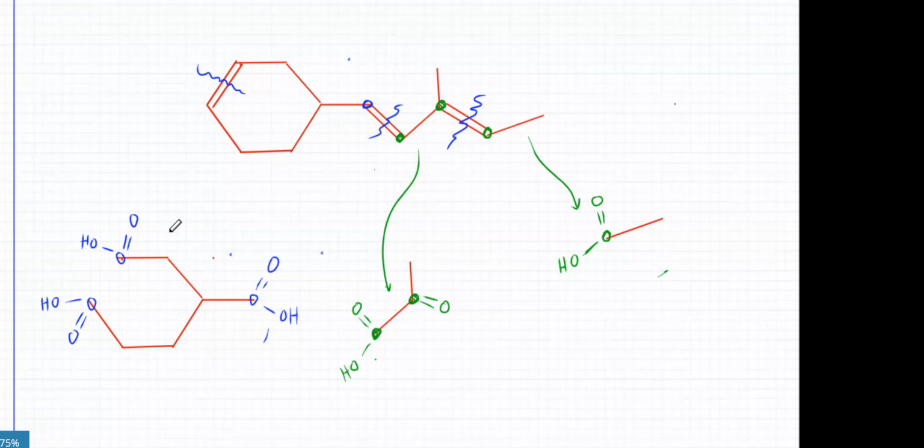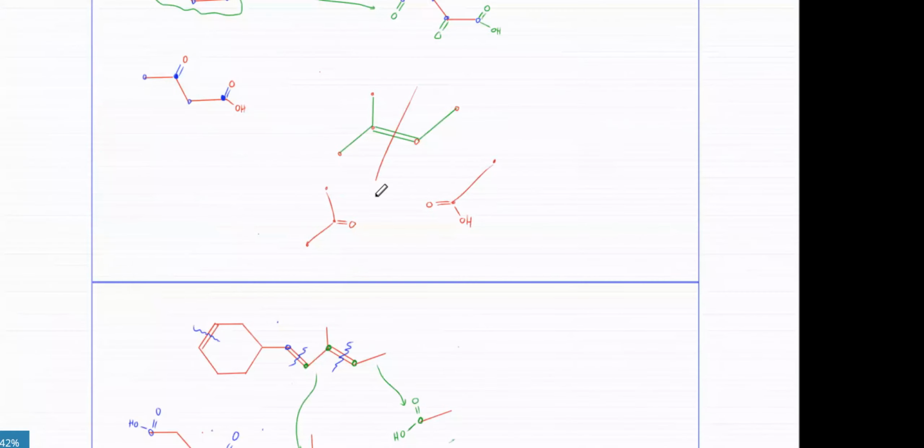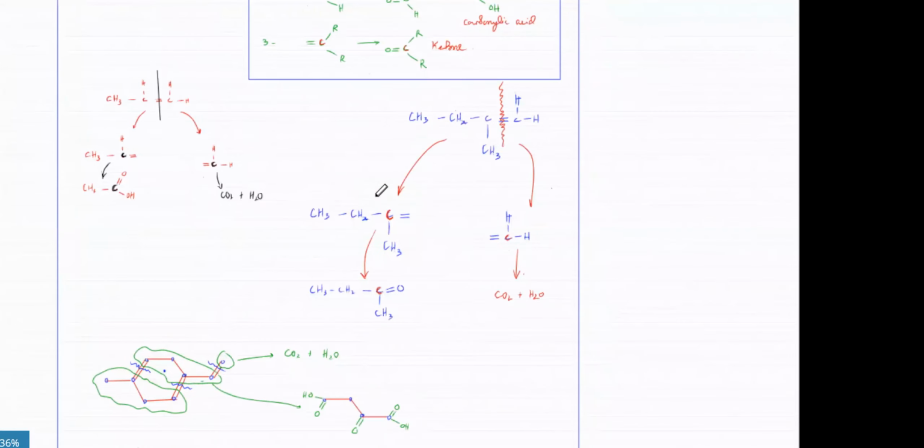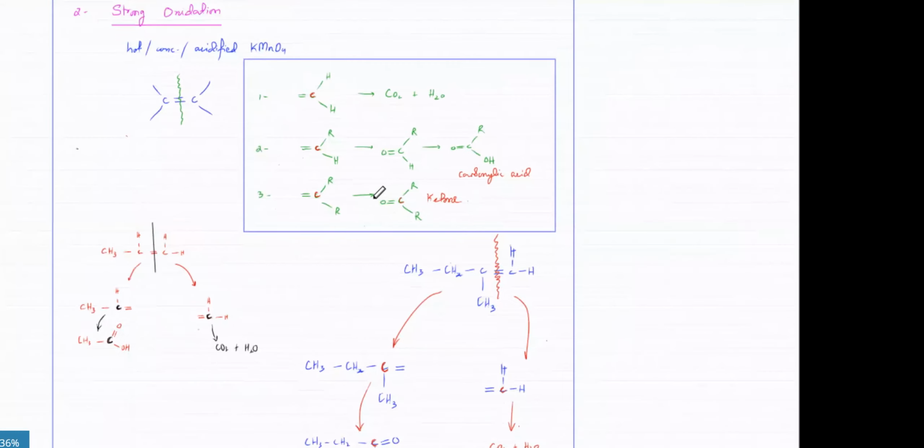So they're going to turn into a carboxylic acid molecule as well. And that's the product of the oxidation that you're going to get. Is this clear? Hani, is this clear? Yes, sir. So that is oxidation of alkenes, strong oxidation of alkenes.